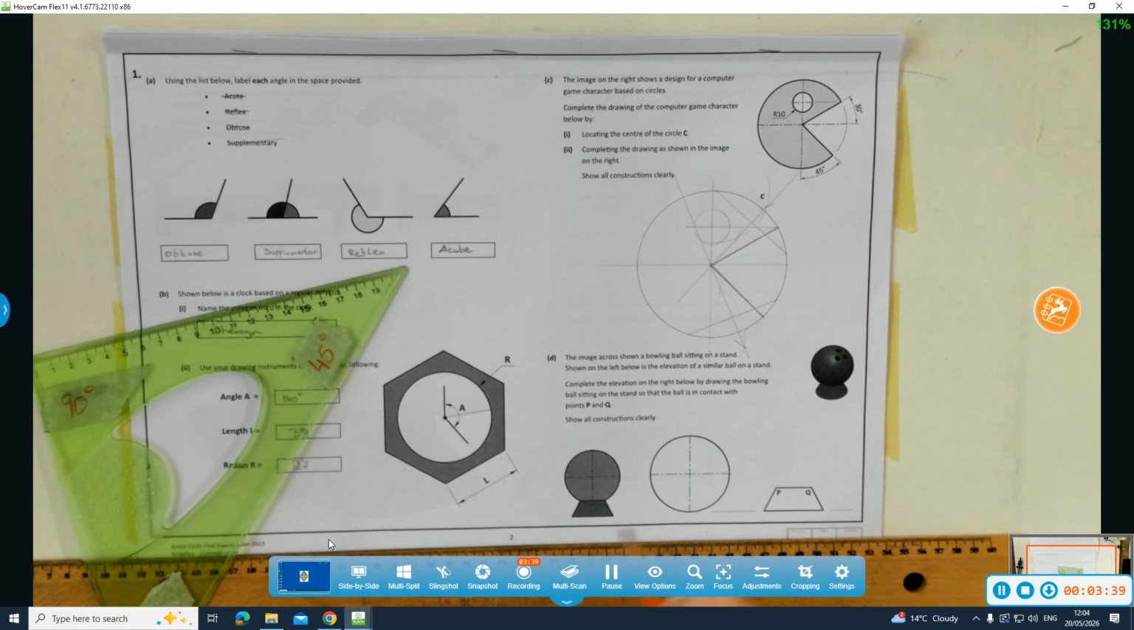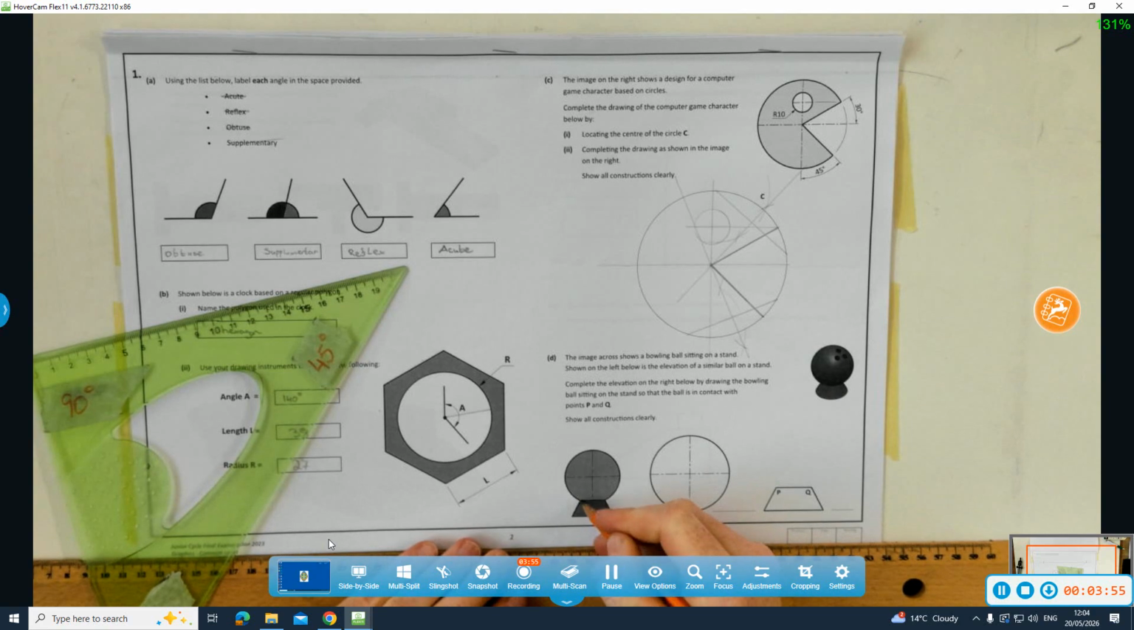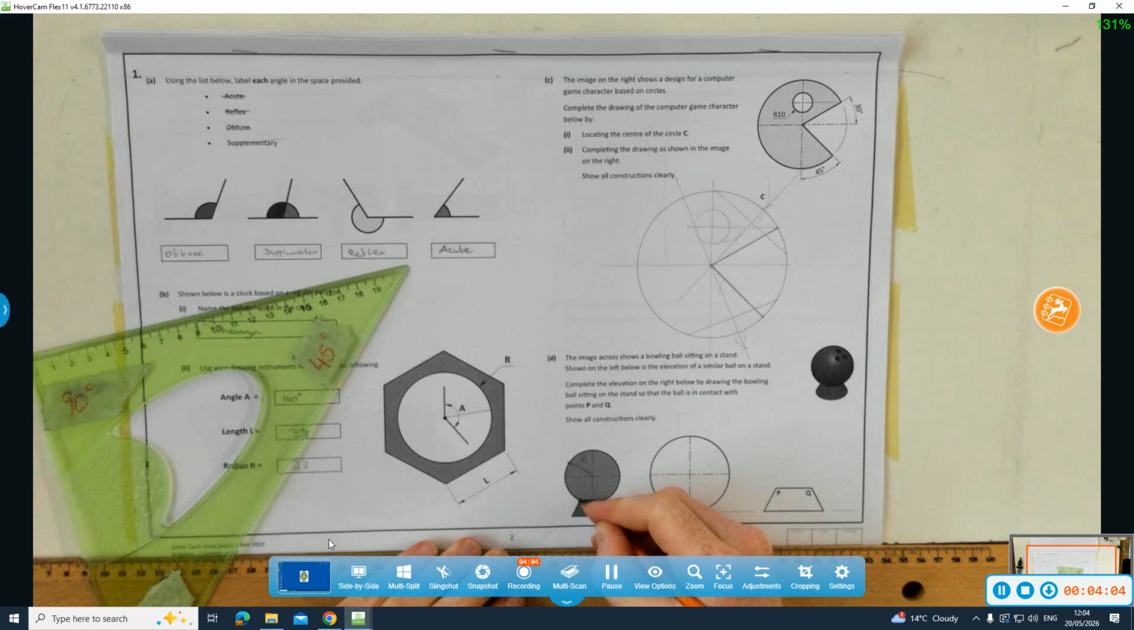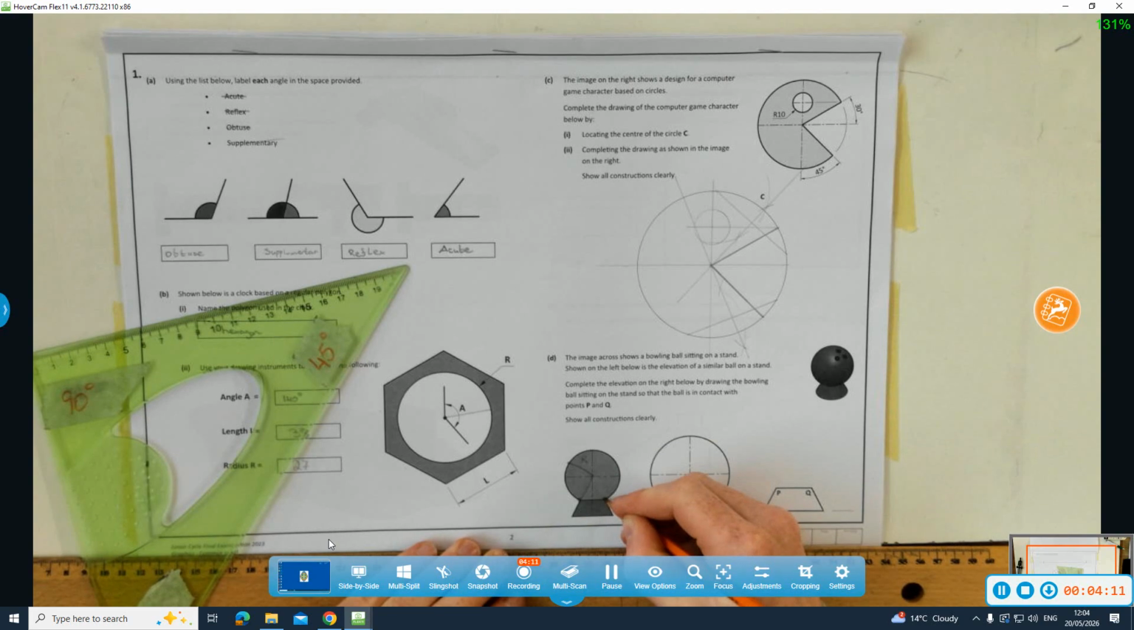Bottom here then, so the image across shows a bowling ball sitting on a stand. Shown below, the elevation similar to a bowling stand. Complete the elevation on the right by drawing the bowling ball stand so that it's in contact with P and Q. Show all constructions clearly. Okay, if we get any point on the circle, and if we draw a straight line into the center, it's going to make a radius. So if we go down here, this is a point on the circle, draw a straight line in as a radius, and same down here.